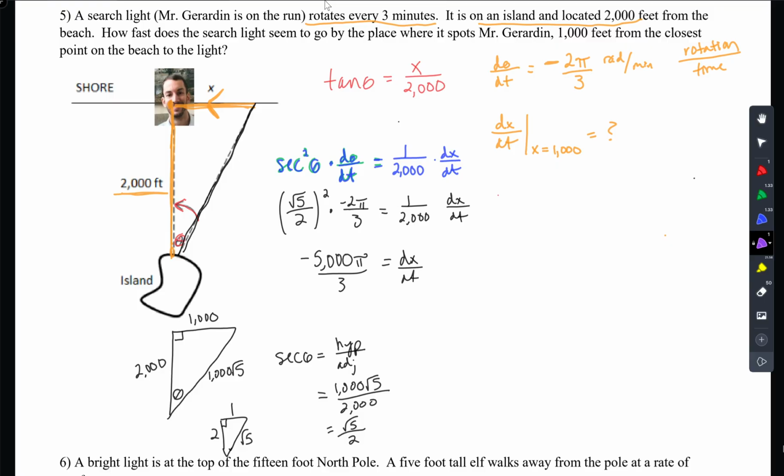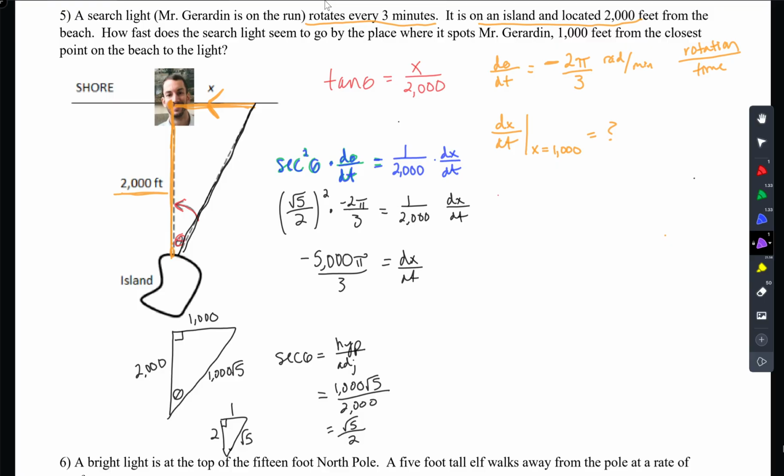Or you could do it the long way with Pythagorean theorem, 1,000 squared plus 2,000 squared equals c squared. It's just that your numbers can get big. So you don't have to do this. It's just a nice little trick. But basically, you get your secant by doing hypotenuse over adjacent. You throw it into your formula, and then you do math. And then as far as explaining it, you do your cute little sentence.